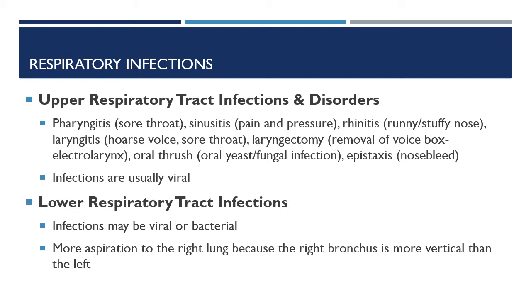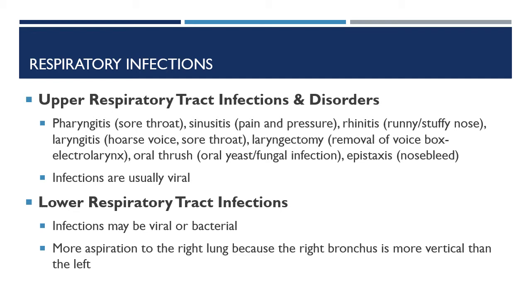So most of the infections of the upper respiratory tract, whether it's pharyngitis, sinusitis, rhinitis, laryngitis, they're usually all viral infections. The vast majority of them, over 90%, are viral infections. Now, can you get a bacterial sinusitis? Sure you can. Can you get a strep throat? That's a strep pharyngitis. Absolutely. But the vast majority are viral.